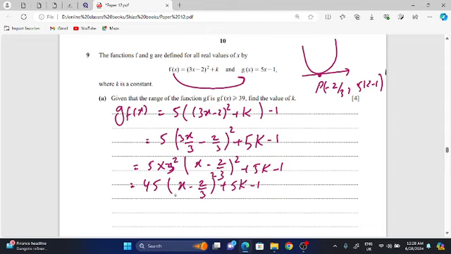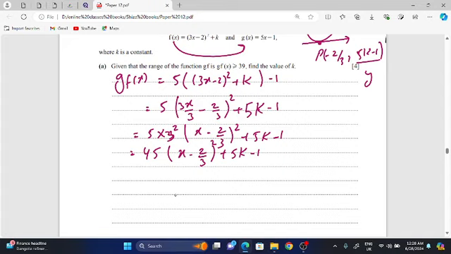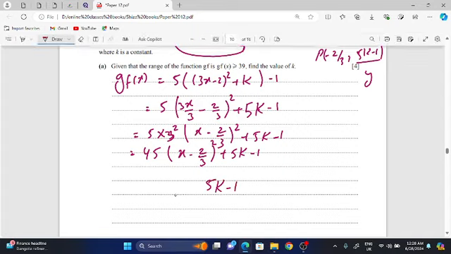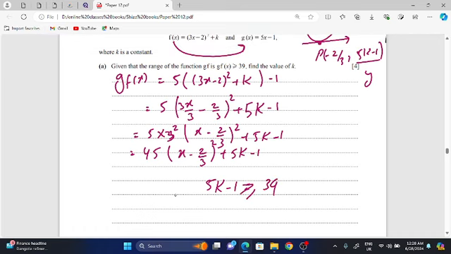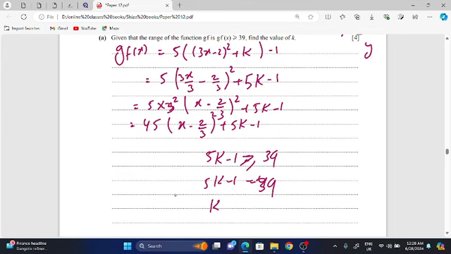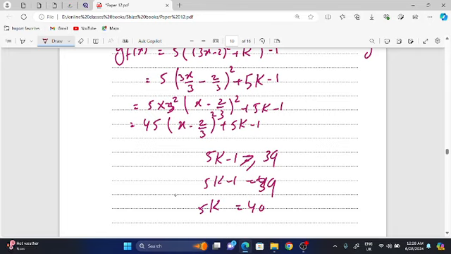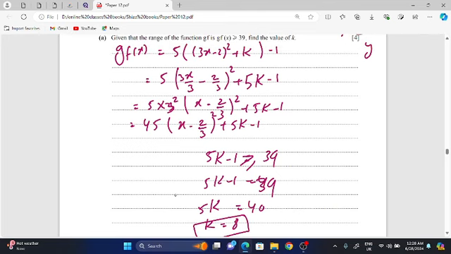So I can use the concept that the range starts at 5k minus 1. This is your y coordinate, and range is always on the y-axis, the y coordinate value. So I can write 5k minus 1 is greater than or equal to 39. To find k, I simply make it 5k minus 1 equals 39. So 5k equals 40, 1 is shifted onto the other side, and k is coming as 8. So the value of k is 8.